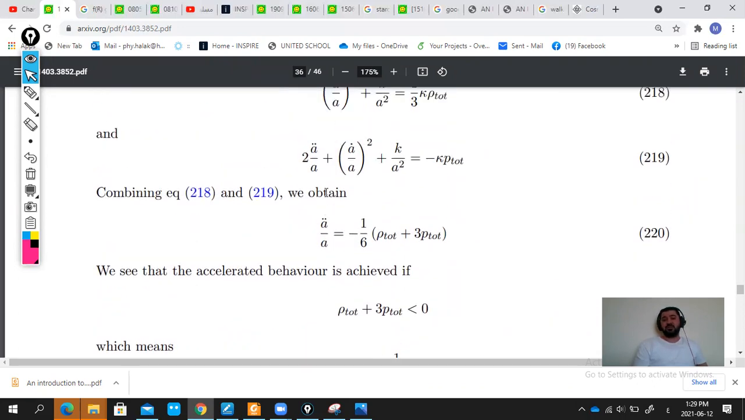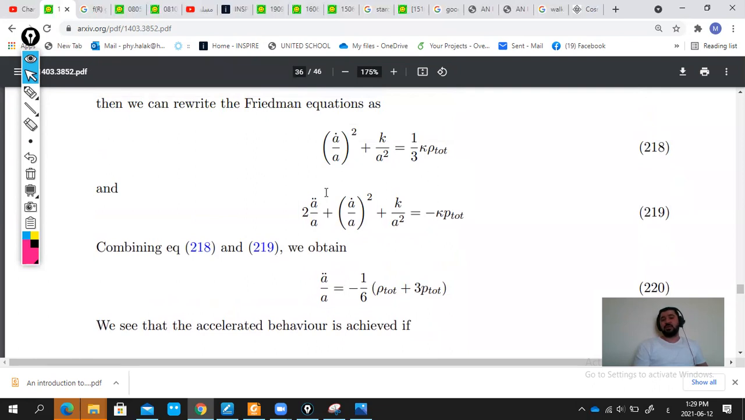So we can see that now we have the possibility that the acceleration will be positive. We have a negative here. So if this term is negative, then negative with negative will be positive. Again, this A here represents the scale factor, not R in that reference.